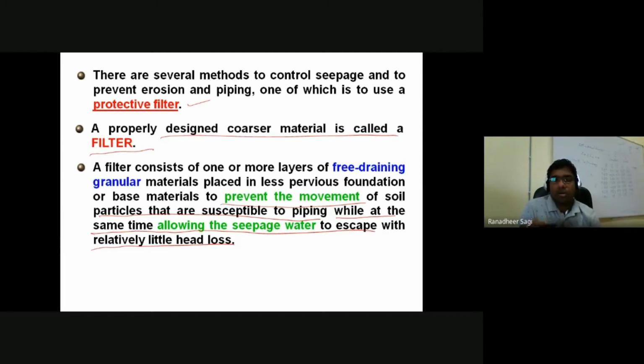You should allow the water to flow even through your coarse grain particles also, because we are providing it to facilitate proper drainage. Drainage of what? Drainage of your water which is trying to seep through your soil strata there.